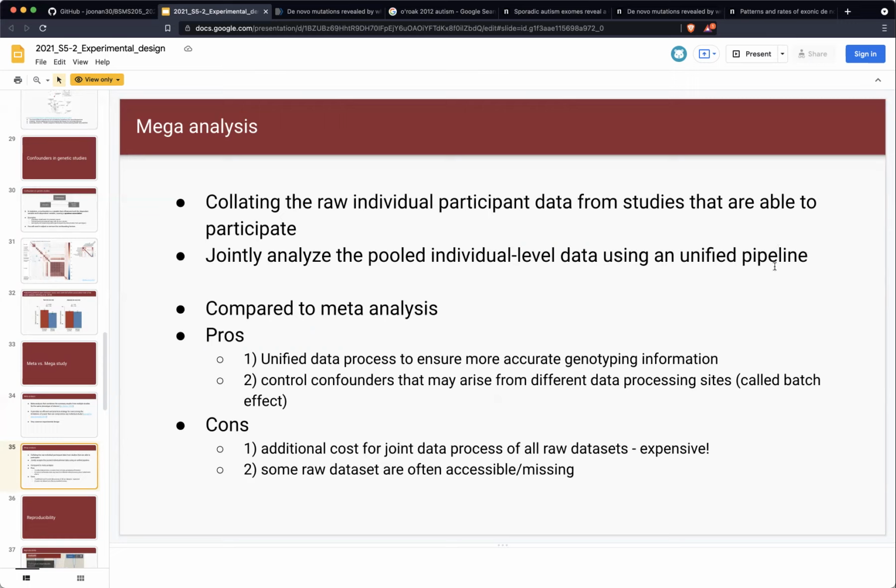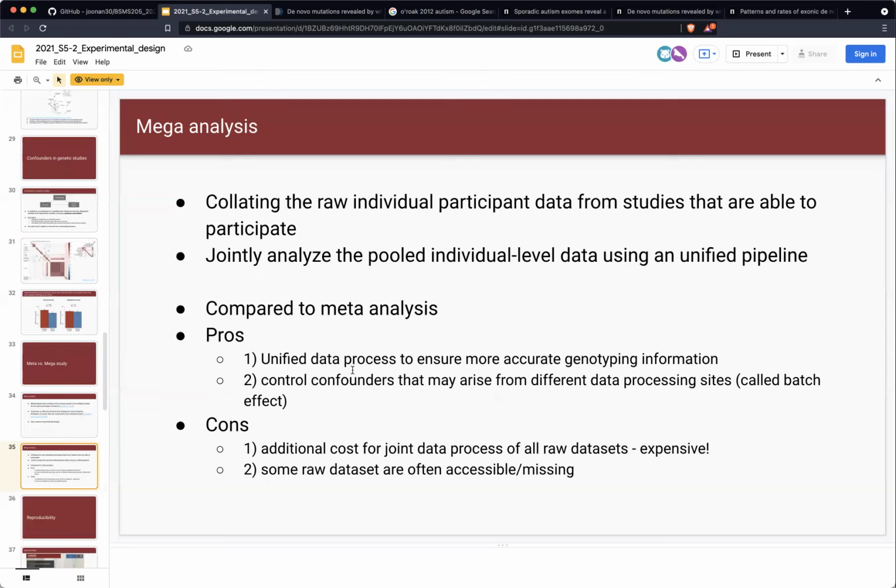This pipeline means that, from the FASTQ, alignment, BAM, and VCF, right? So you basically use the same pipeline, then you can ensure the confidence and reproducibility of your research, right? So this is basically a very strong point of the mega study. And also you can control the confounders inherent in different data sets, right? Each data set probably has different quality, and in this situation you can also control that information.